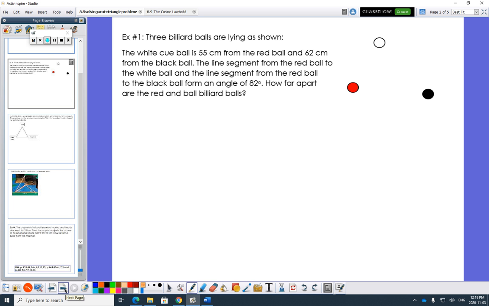So 3 billiard balls are lying as shown. Now, it's hard. I can't photocopy color. So the 2 dark ones, like if you want to label them red and black on your picture, sorry, there's nothing I can do. I can't photocopy in color. The white cue ball is 55 centimeters from the red ball, and 62 centimeters from the black ball.